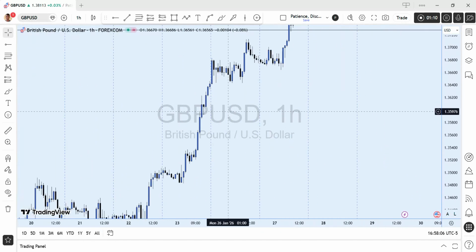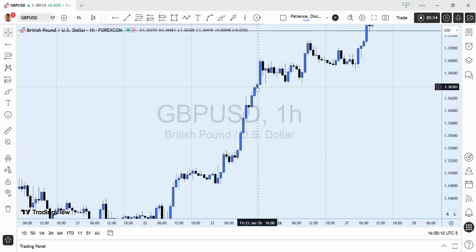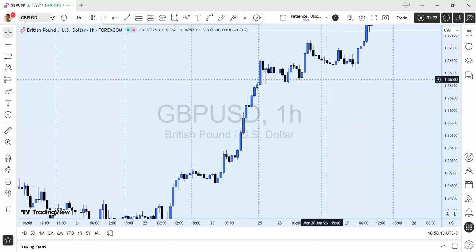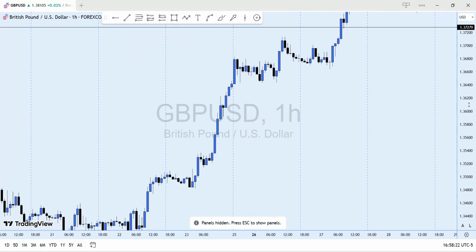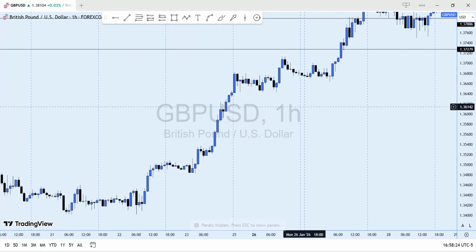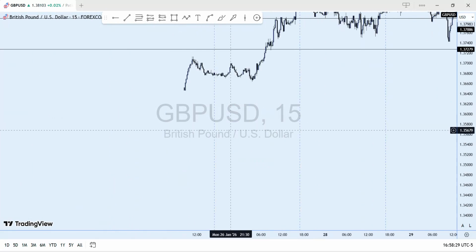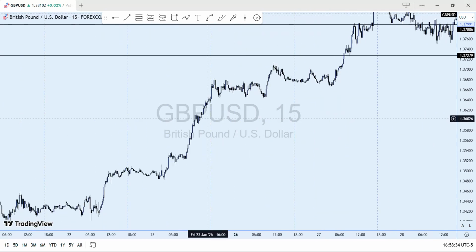Actually, when the market closed on Friday, this was what we were left with. These 1, 2, 3, 4, 5 candles downward is what we were left with, right? So let me show you what I was actually expecting to see when the market opened.